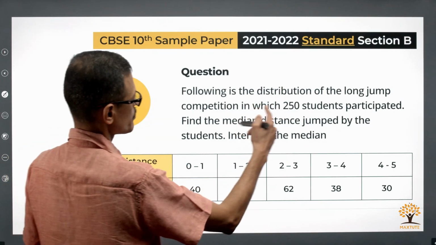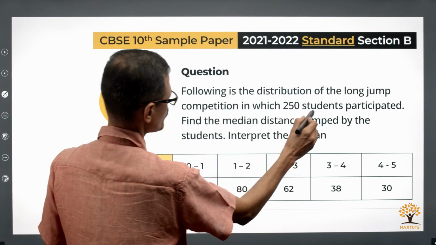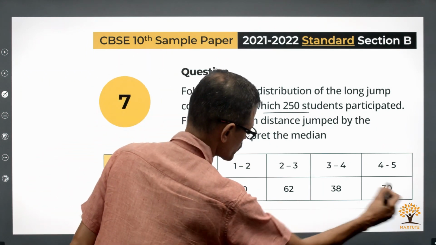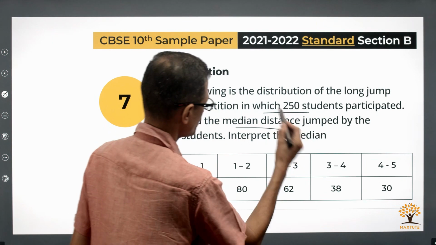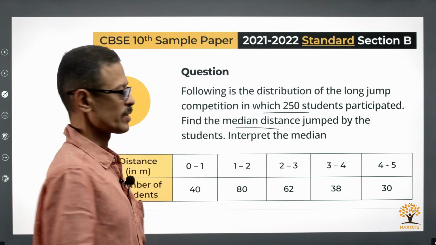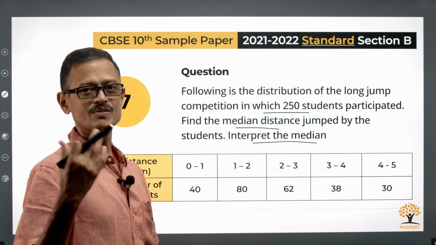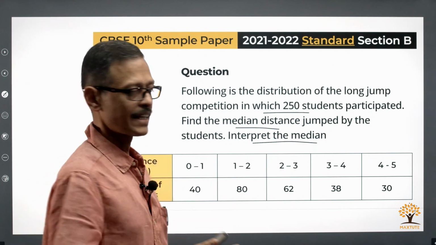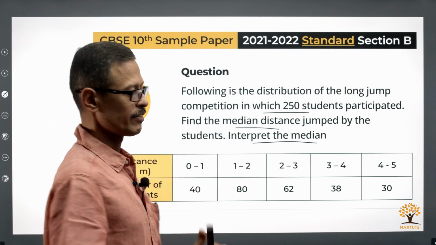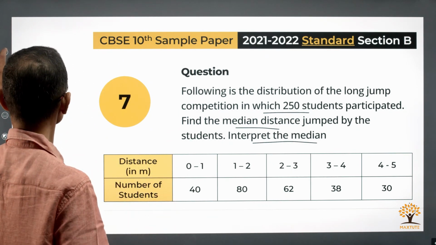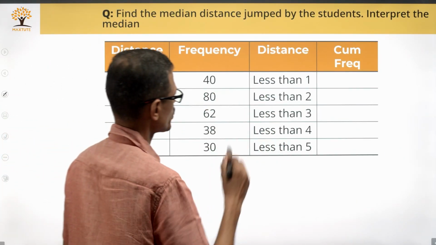Following is the distribution of a long jump competition in which 250 students participated. So the total number of students, this count, is going to be equal to 250. What we need to find out is the median distance jumped by these 250 students, and we need to interpret what this median actually means. Let's get started. Let's convert this exclusive class table into a cumulative frequency table that is needed to compute the median, right?